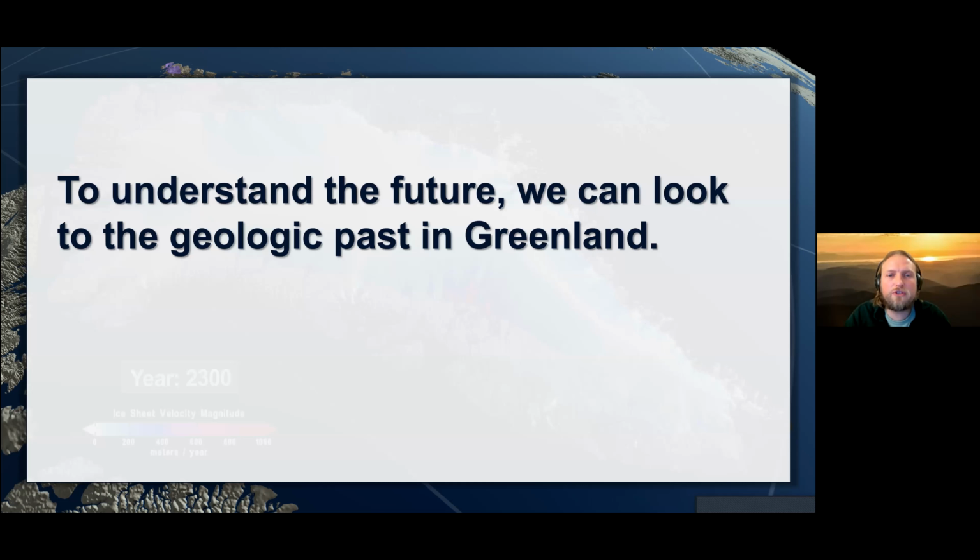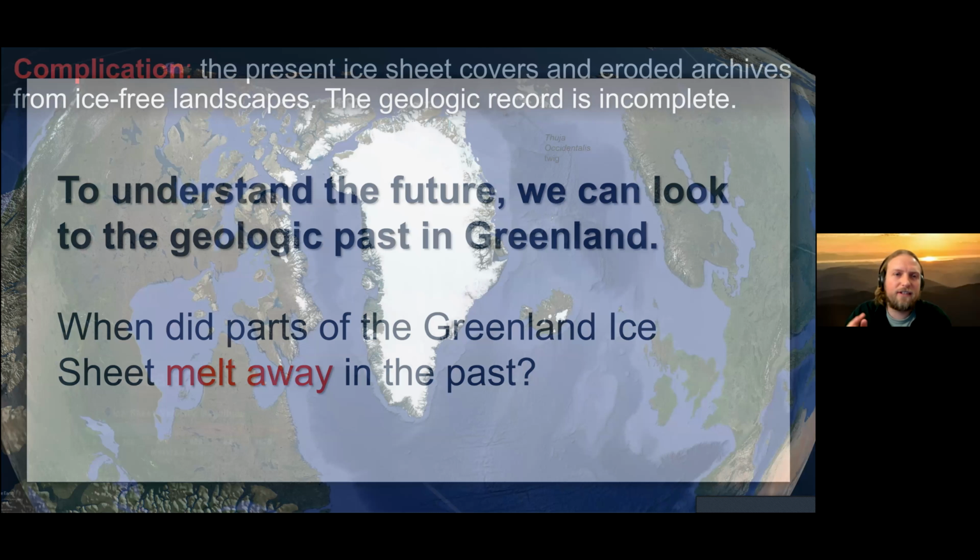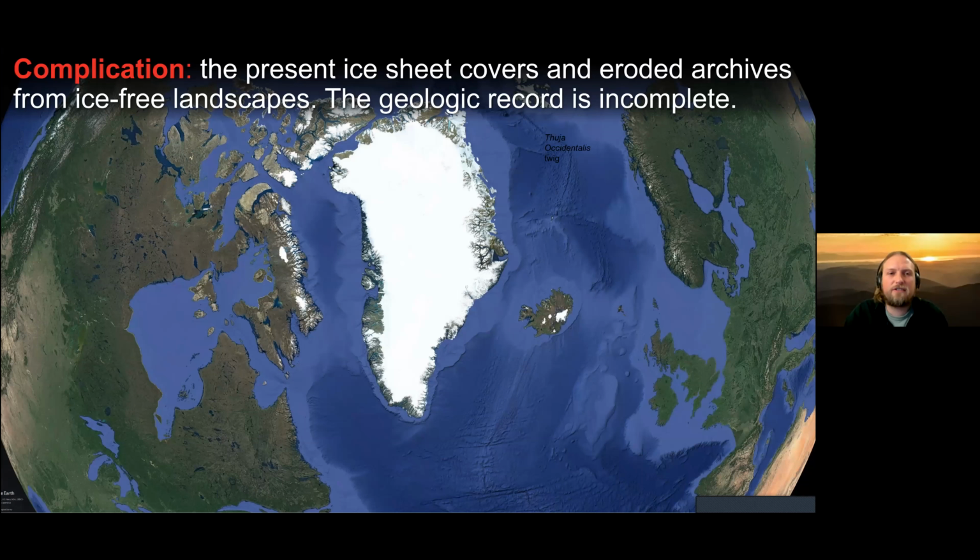So to understand the future of the Greenland ice sheet, we can look to the geologic past. And specifically, we want to know, when did parts of the Greenland ice sheet melt away in the past? There's a big complication, however, in understanding that geologic record, which is that the present ice sheet covers most of the Greenland landscape and has eroded archives that formed in formerly ice-free landscapes. And so ultimately, we have a very incomplete and fragmentary geologic record of the Greenland ice sheet over the last several million years. And so in order to understand what has happened to the Greenland ice sheet through geologic time, we have to look to other climate archives.